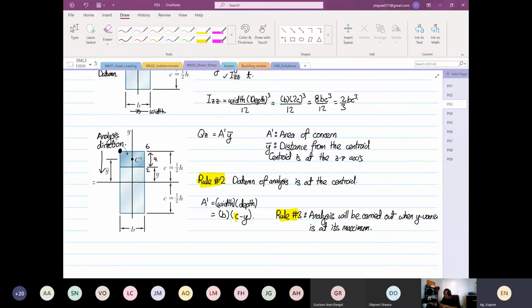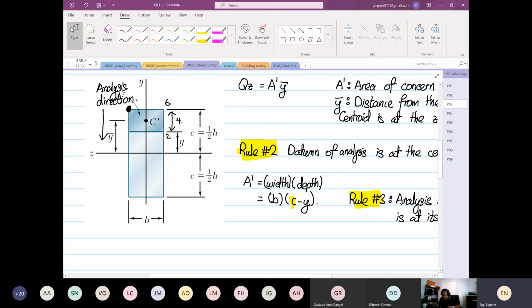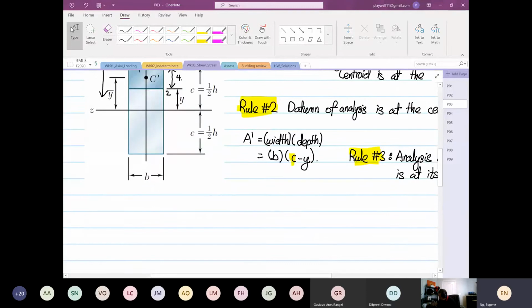Okay, so likewise, once you get A prime already, it's equal to B times C minus Y. So that is straightforward, yes or no? That is straightforward to see now. The next thing we want to find out is how to get our Y bar. I know we have done a lot of terms.